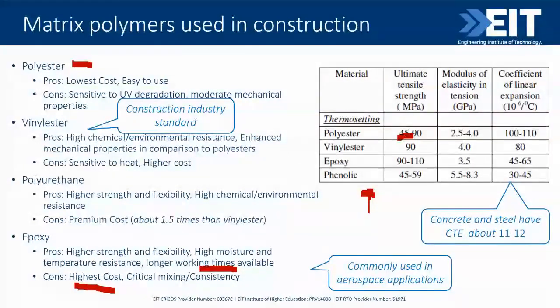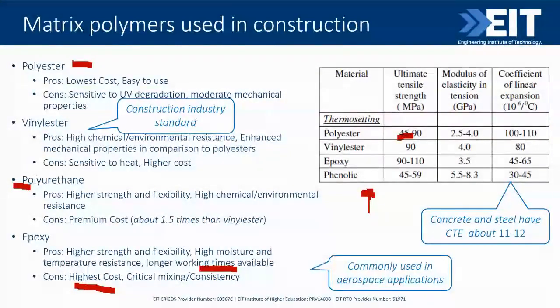We need to improve the quality controls there. So the epoxy is commonly used in aerospace applications, while the vinyl ester is quite popular in the construction industry nowadays, but it's actually turning towards the epoxy. For premium application, we've got this polyurethane.